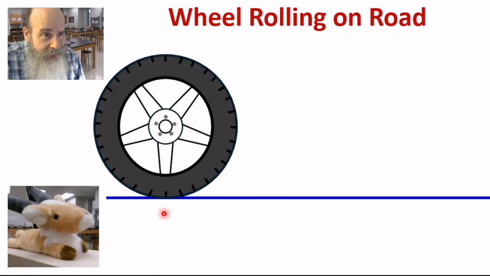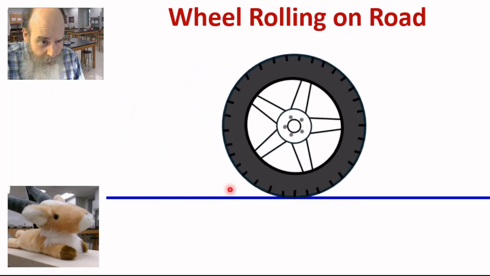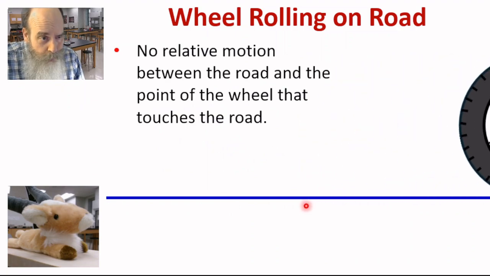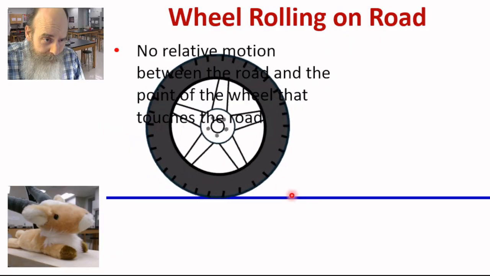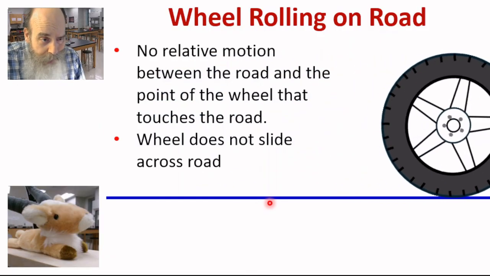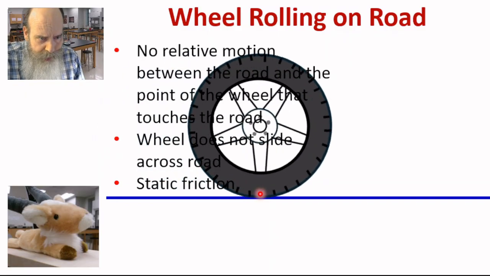But here's where we have static friction. The wheel is rolling on the road, like this. Look closely here. There's no relative motion between the road and the point of the wheel that touches the road. Look carefully. The wheel does not slide across the road. So this is a case of static friction. There's no relative motion between the two surfaces in contact.